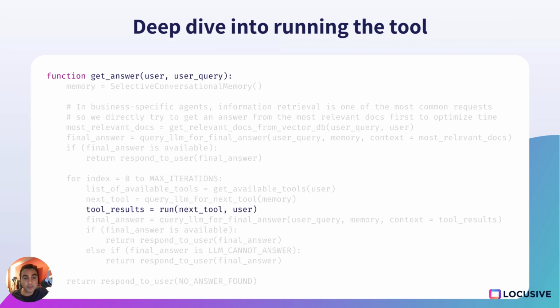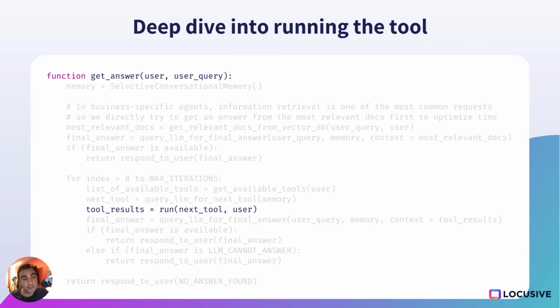And finally, the last piece of the pseudocode that I want to dive deeper into is actually running the tool itself. Once the LLM has selected a tool, you're going to need to have it generate inputs. For example, if it needs to run a database query, it needs to actually give you the query to run. Or if it needs to call an API, it's going to need to give you the parameters that you need to invoke the API with.